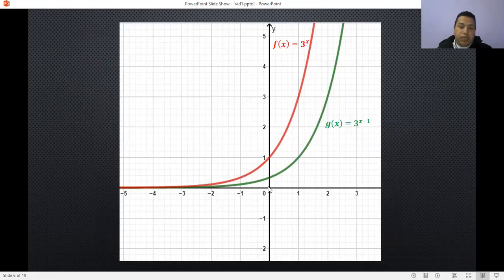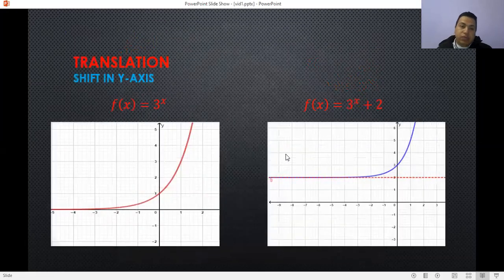And if you note that the intersection point of this curve with the y-axis is (0, 1), then the image of the point (0, 1) by a translation of 1 unit in the opposite direction of the x-axis will be (1, 1), as you see here. Okay, let's complete our discussion.